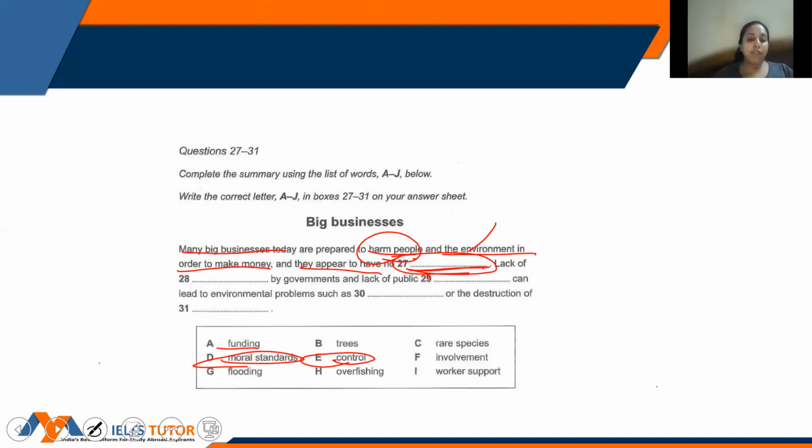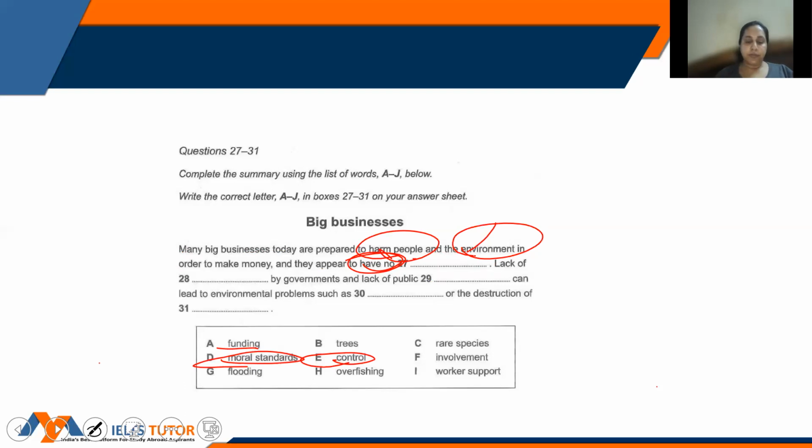So what I will do, I have read the information. Now I have to read the word before the blank. They're saying no dash. I will look for the information on what they don't have, and that information should be linked to harm to people and the environment.